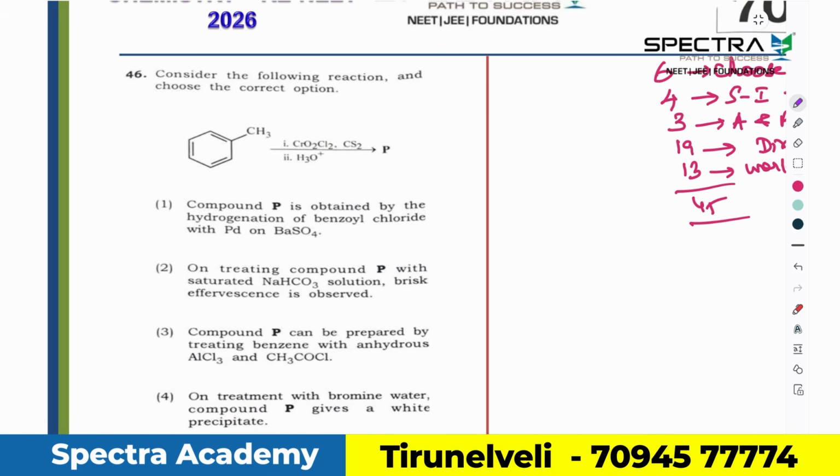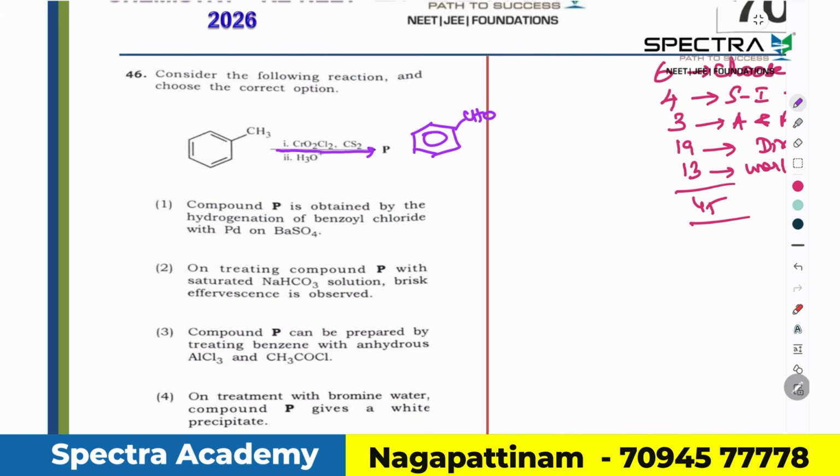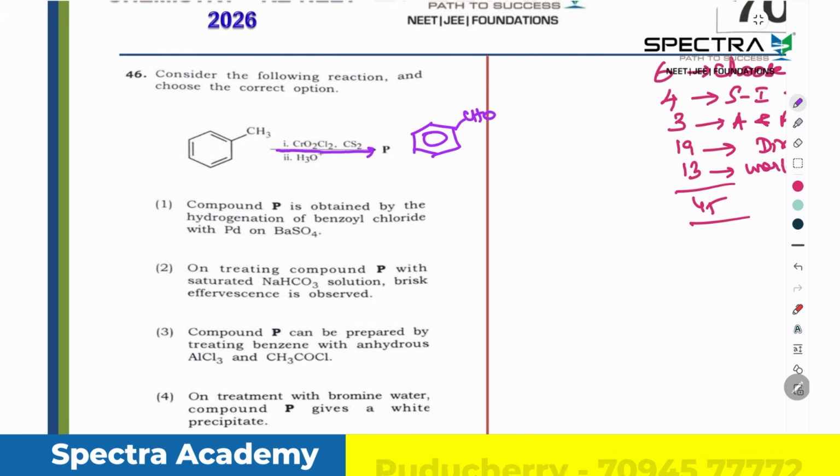46. Consider the following reaction and choose the correct option. So this is a very mild oxidizing agent, you know that. And in acidic medium, it is having a catalytic poison. So your answer is aldehyde. Benzaldehyde is your product. Now coming to the options.